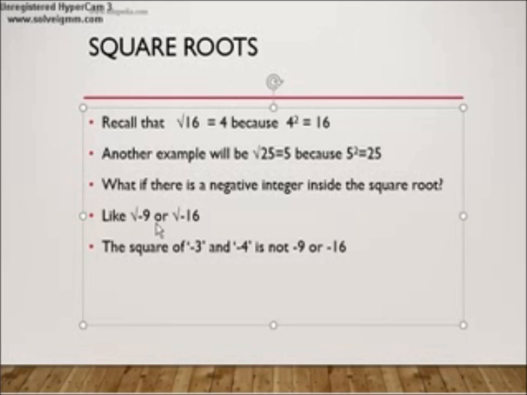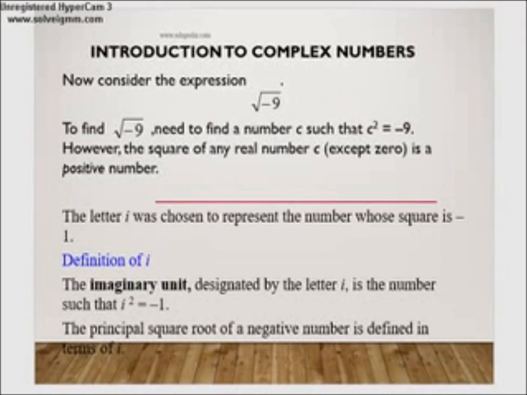So in order to find the under root of negative 9, we need to come up with a new method in order to solve this problem. For that purpose we basically introduce complex numbers. Now I'll explain complex numbers to you with the help of an example. Let's say we take the example that we used in the previous slide, that is under root of negative 9.